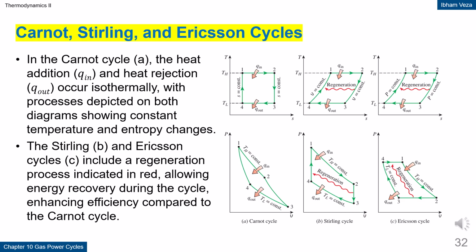In the Carnot cycle, heat addition and rejection occur isothermally. In the Stirling and Ericsson cycles, a regeneration process is included and shown in a different color. This regeneration requires part of the thermal energy to be recovered within the system. This comparison shows how non-Carnot cycles can approach Carnot efficiency with the help of a regenerator.